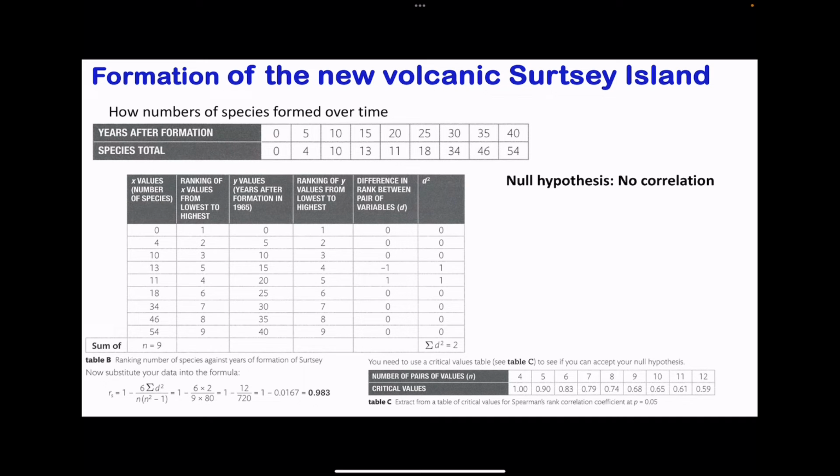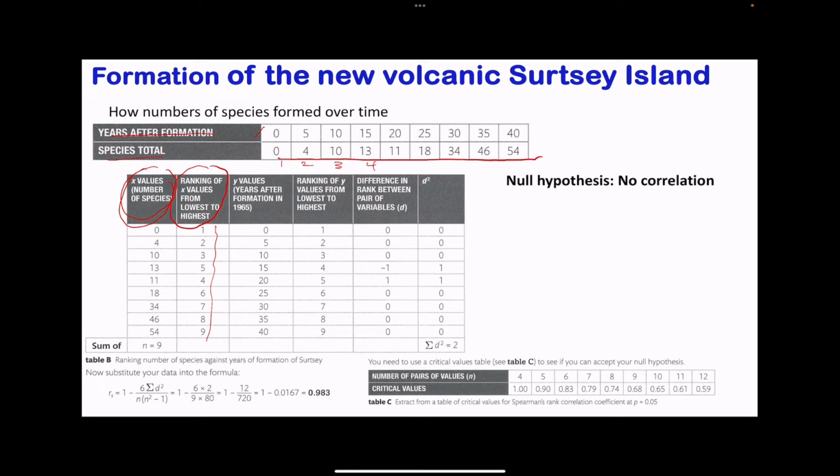We have a table of results. We have the years after formation as well as the species total. So this is the x value, which is the number of species. We have 0, we have 4, 10, 13, until 54. And then this is the rank for x, so we are going to arrange them in increasing order.